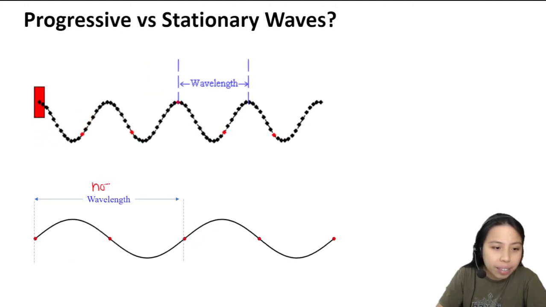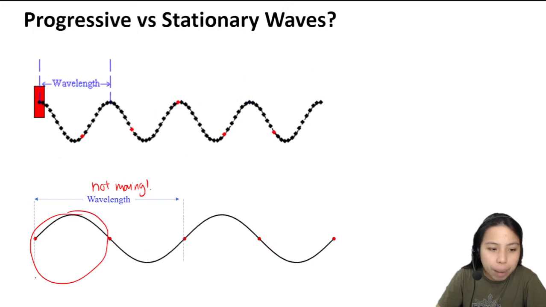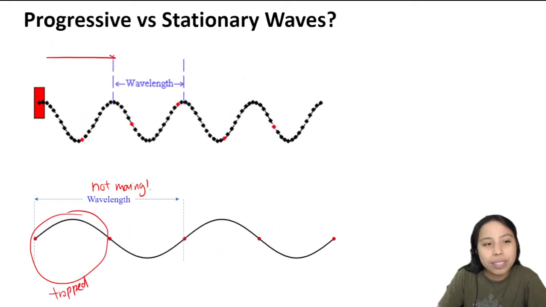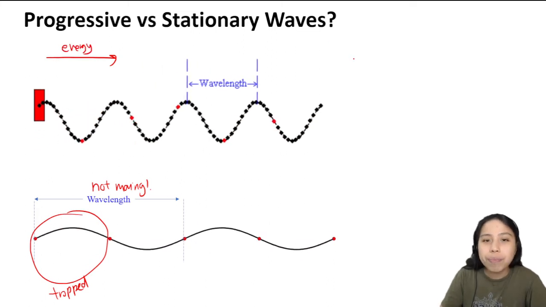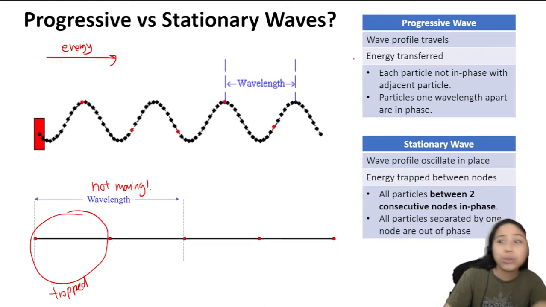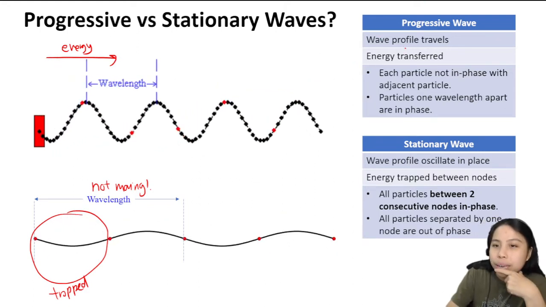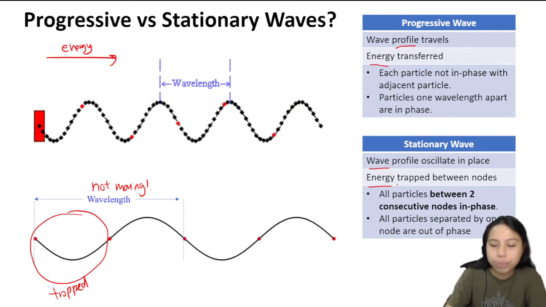Okay, so this is the first thing about energy transfer. The energy is trapped between these nodes, whereas for progressive waves, the energy is moving to the right though. Okay, so there are some similarities and differences that you should know. Here's a summary of it that we looked at in the theory video. Talk about the wave profile, talk about the energy.